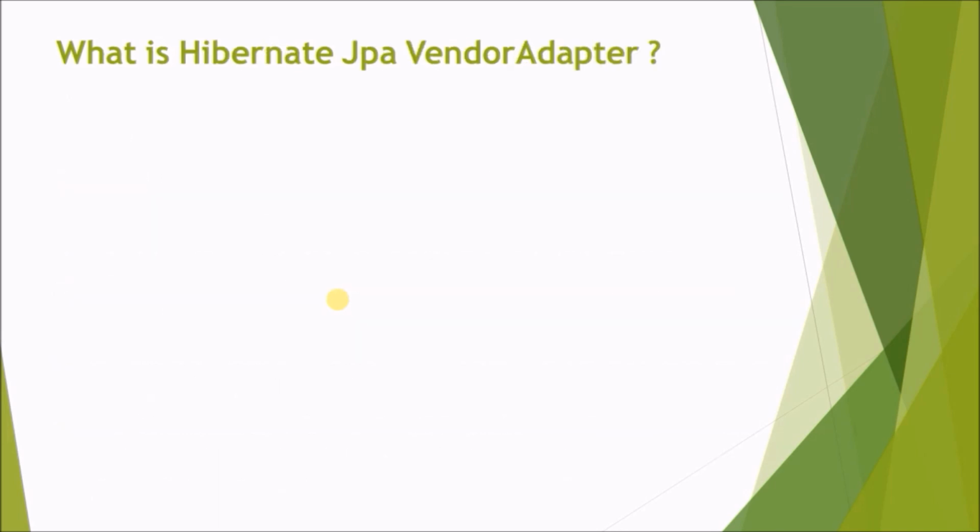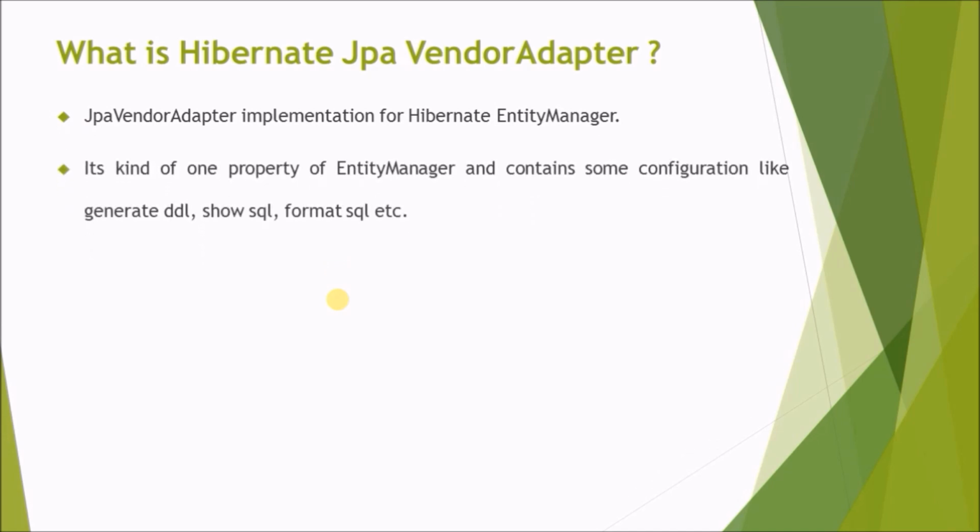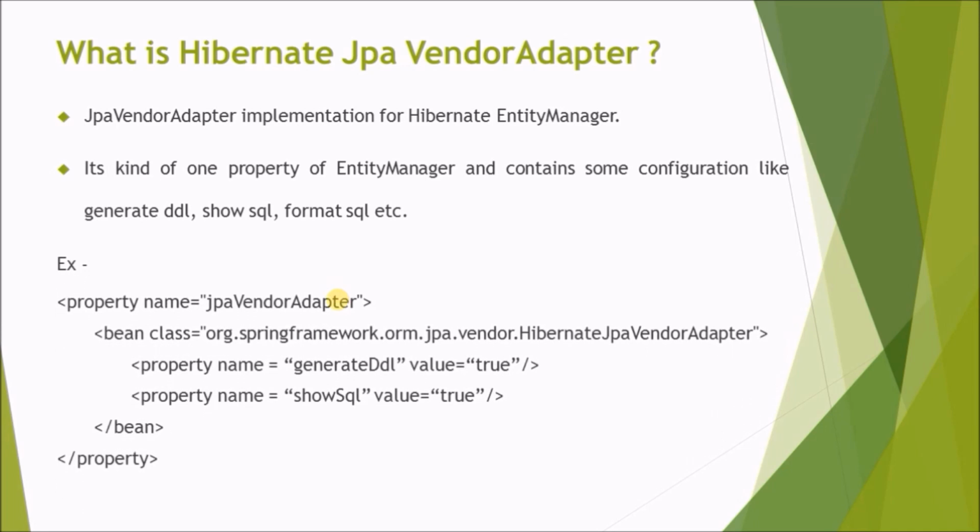What is Hibernate JPA Vendor Adapter? It is the JPA Vendor Adapter implementation for Hibernate Entity Manager. It's kind of one property of Entity Manager and contains some configuration like generate DDL, show SQL, format SQL, etc. Here is the way to create a bean.